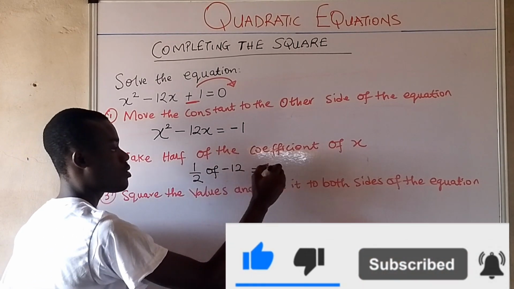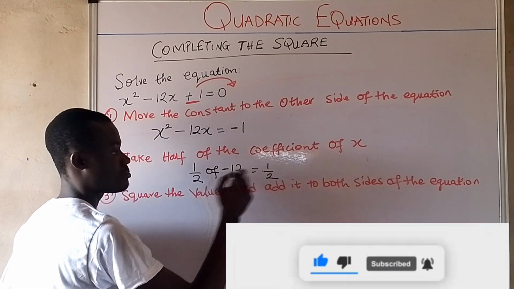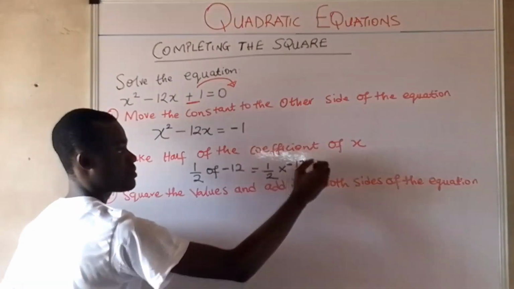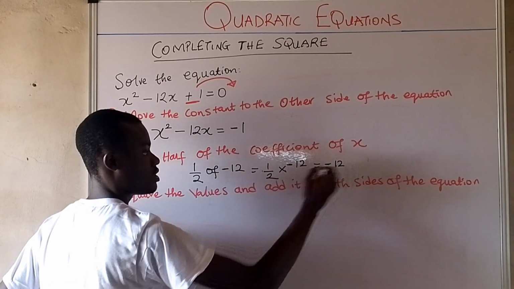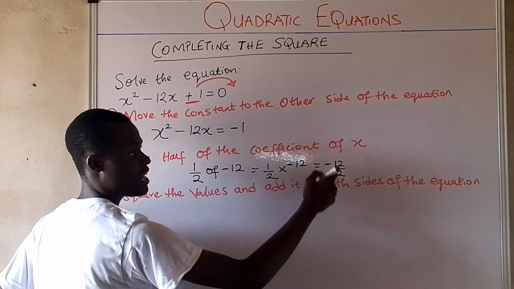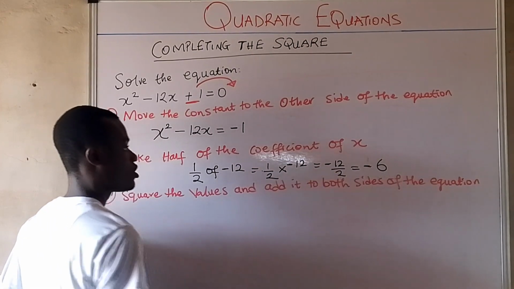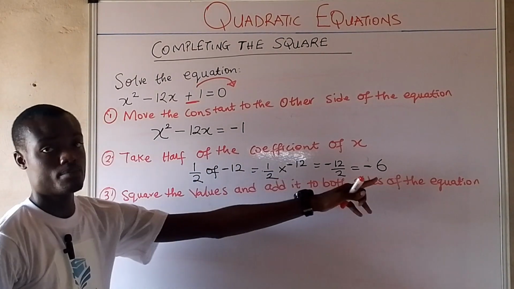So this now becomes 1 over 2 times minus 12. So 1 times minus 12 will give us minus 12, then over 2. When we divide 12 by 2, we are going to get minus 6. So half of the coefficient of x is minus 6.